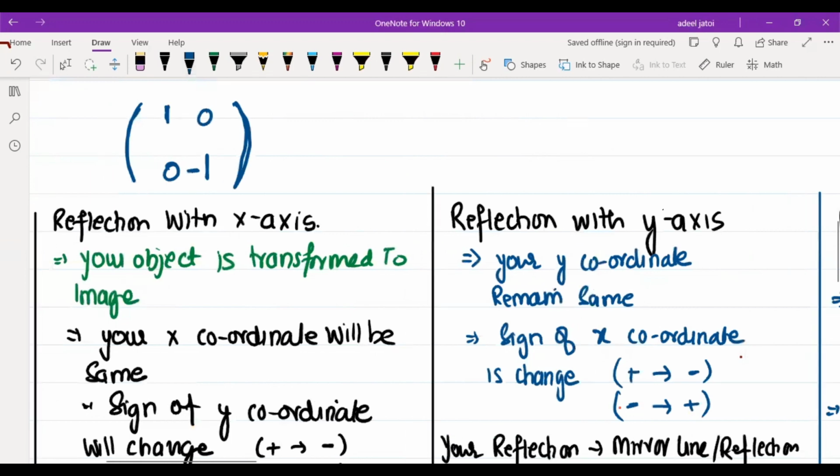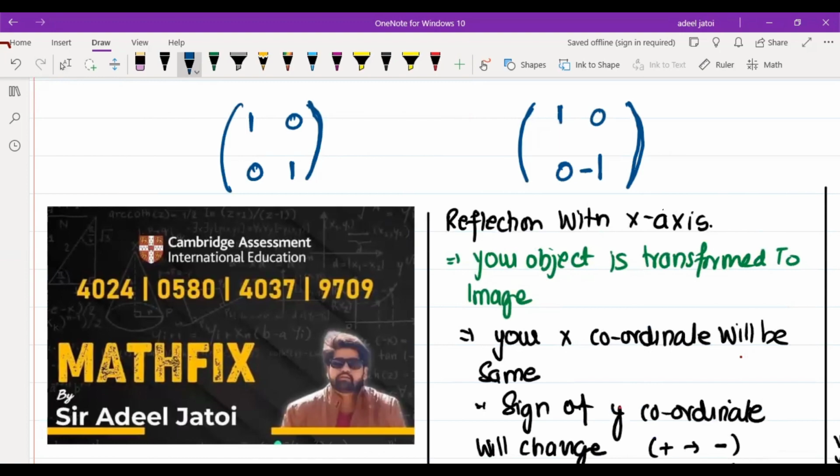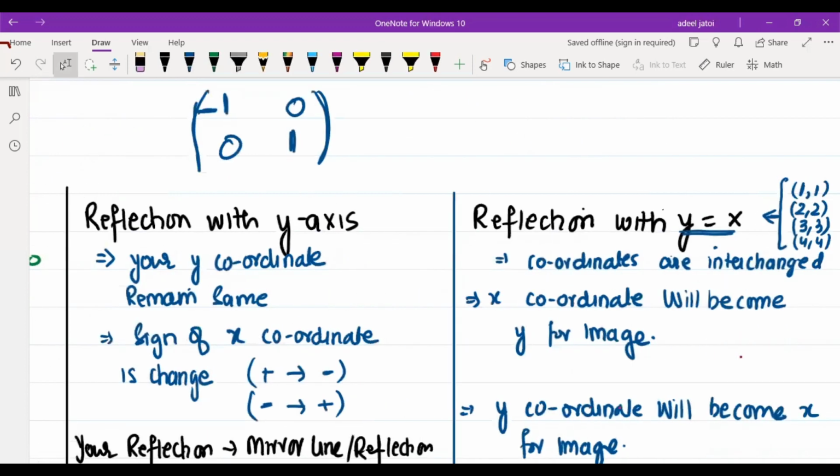With respect to reflection in the y-axis, the original is 1, 0, 0, 1. Your y coordinate remains the same, but the sign of the x is changed to negative, while the other one remains the same. Then when we have reflection with y is equal to x, we know that the coordinates interchange. So when the coordinates interchange, 1, 0, 0, 1 will be 0, 1, 1, 0.